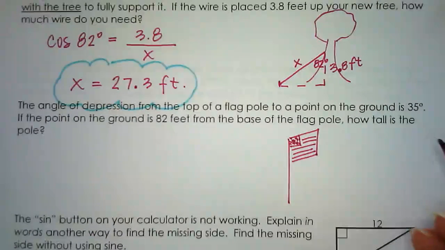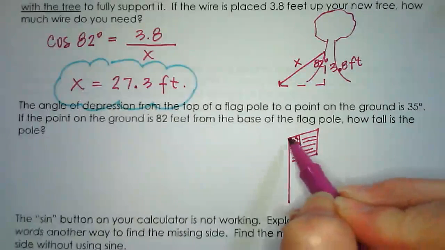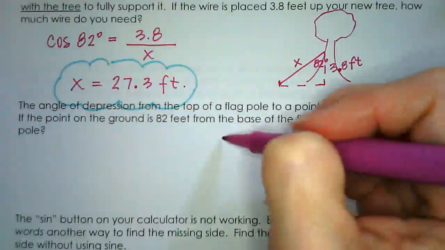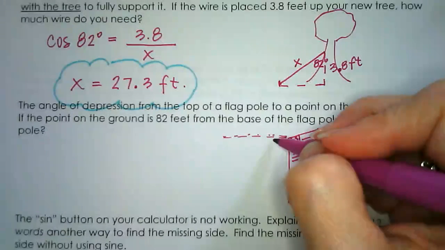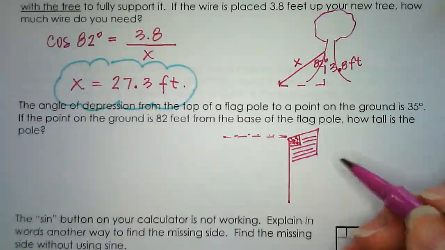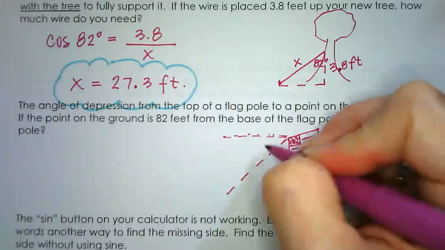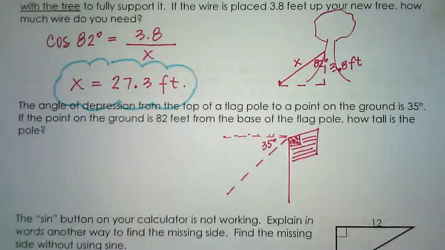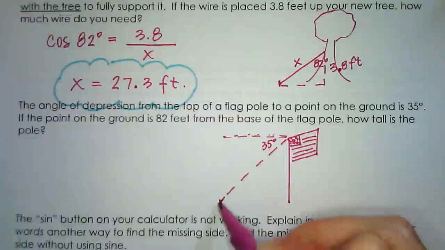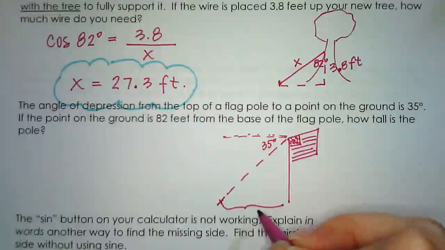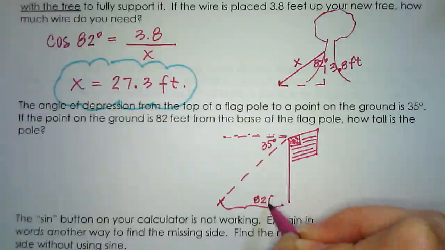All right, so the angle of depression is going to be from the top. So we would need to think of this up here, right there. So the angle of depression is going to be right here. So it's 35 degrees. So when I draw this down here, this angle of depression is 35 degrees. All right, the point on the ground is 82 feet from the base of the flagpole. So where this meets, so this distance right here is 82 feet.